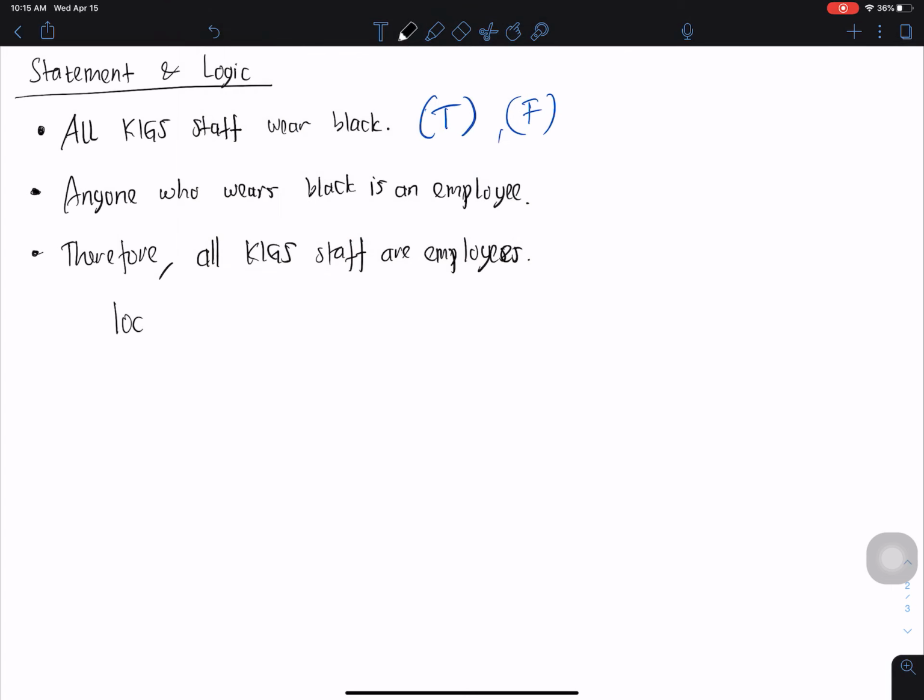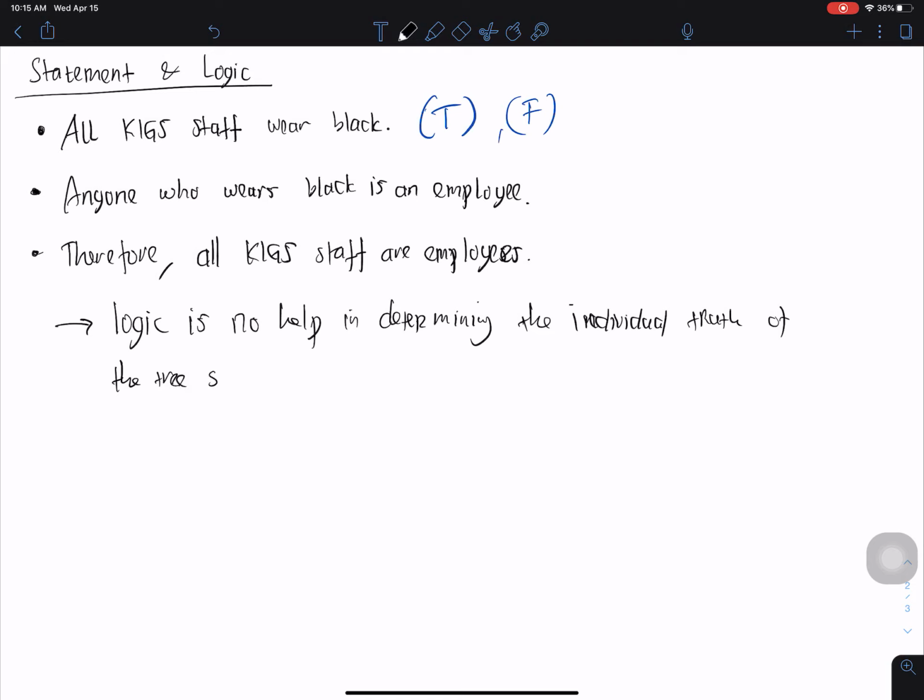So what I would like to put in here, I would like to say that logic is no help in determining the individual truth of the three statements in here.